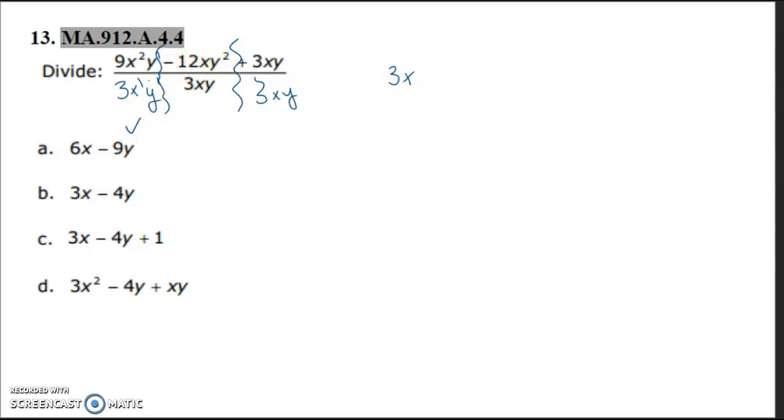Now let's look into the middle. -12 divided by 3 is -4. And x to the 1 minus x to the 1, these cancel each other out because it's going to give you x to the 0. So we don't have an x to carry over. y to the second minus y to the 1 is y to the 1. But I'm not going to write that now.